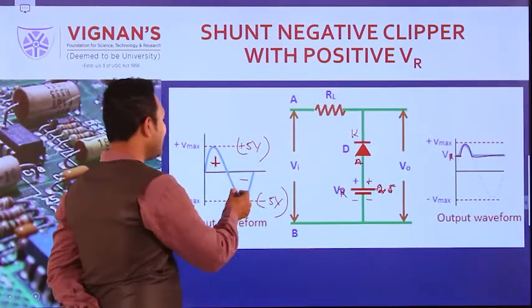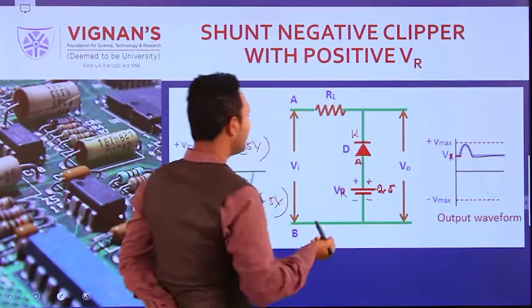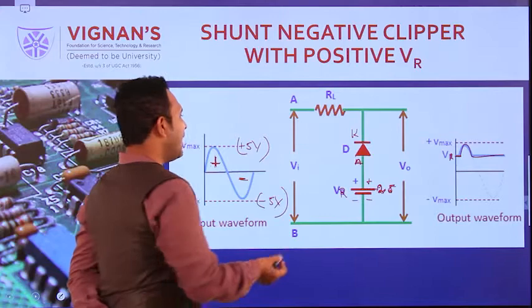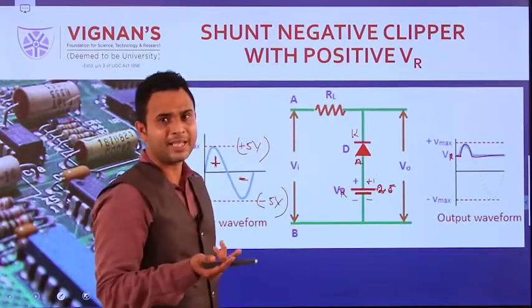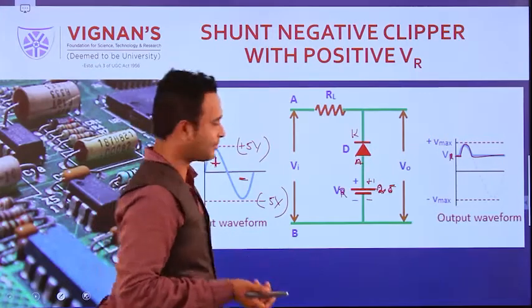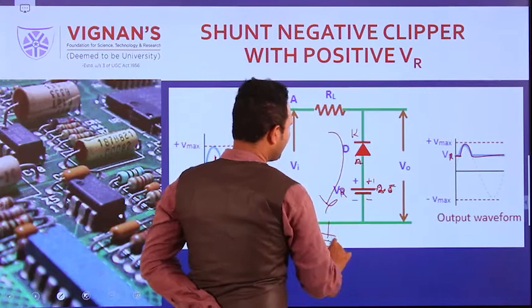What happens with the negative peak? When negative is connected to the cathode and positive is connected to the anode, obviously the diode is in forward bias. Forward bias means the whole negative pulse is going to the ground.